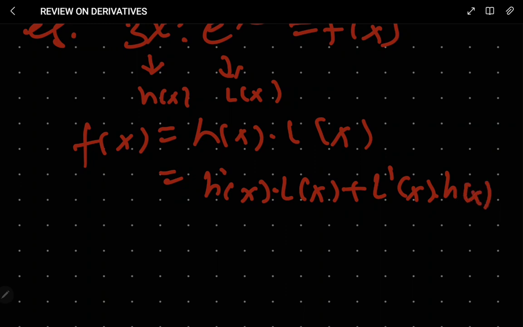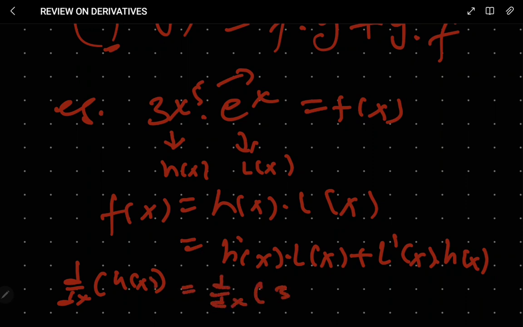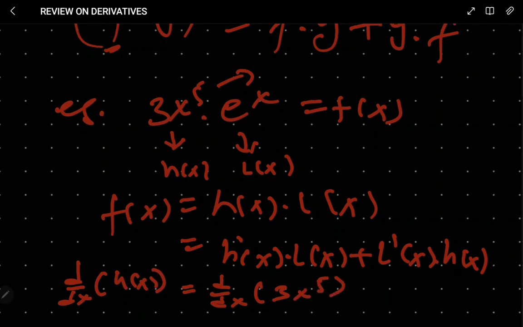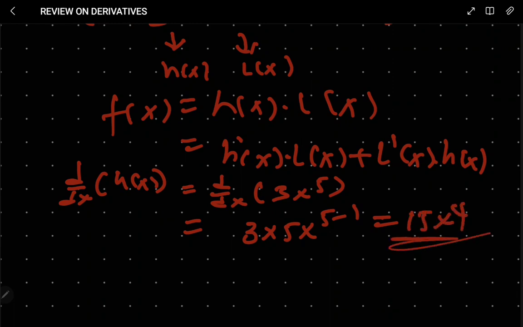Now let's find the derivative of h. So what is the derivative of this one, which is the derivative of h of x? So d per dx of h of x is how much? This is equal to d per dx of 3x raised to 5. Now this is exponential form, so this is equal to 3 times 5 times x to the power of 5 minus 1. So this is 15x raised to 4, the derivative.